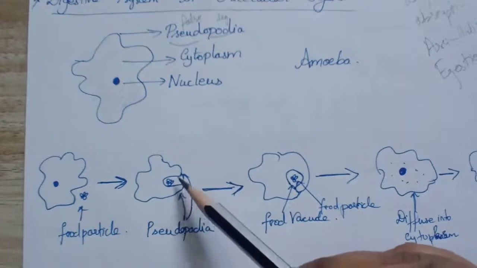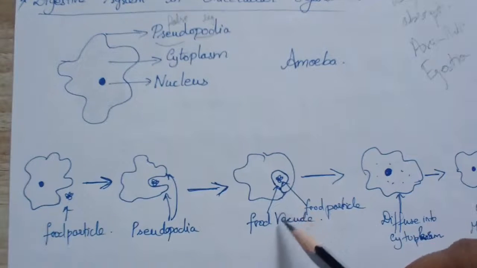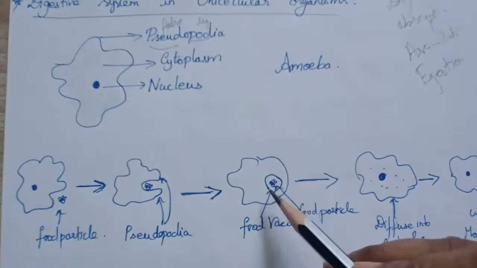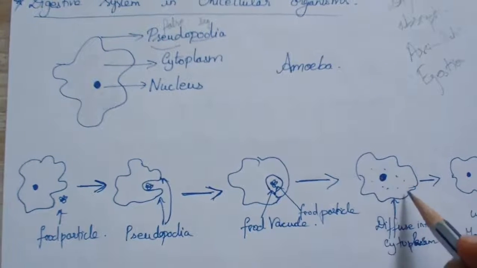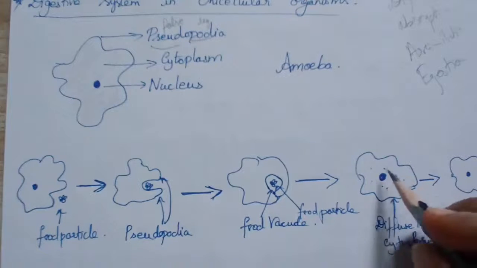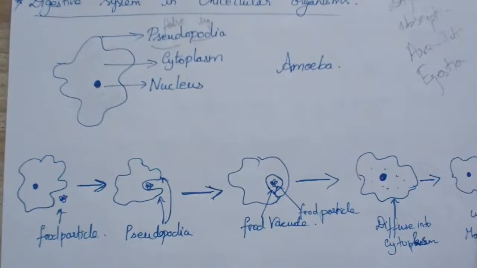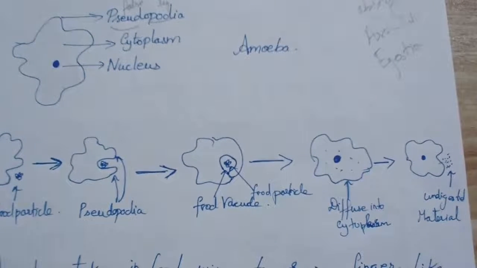So it can engulf the food particle like this, and it forms a temporary food vacuole. In the temporary food vacuole, the food particle is digested using the digestive enzymes. Once it is digested, it is absorbed by the whole cell, that is, diffused into the cytoplasm. Once it is absorbed, the undigested food or unwanted things present in this cell will come out, rupturing the cell.